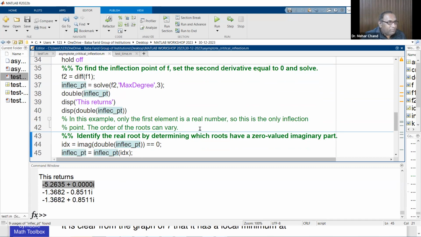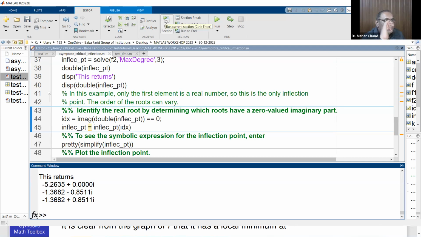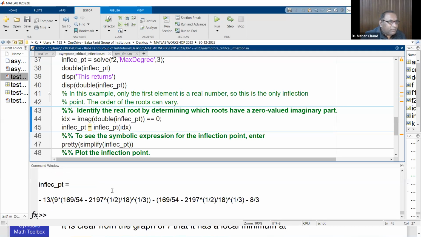The order of the roots can vary. Now you can visualize this value also, and identify the real root by determining which root has a 0 valued imaginary part. You can do that using this statement and execute the part. You have to remove this semicolon. If the semicolon is there, then the value will not be returned in MATLAB. Semicolon suppresses the statement. Now you have the value.